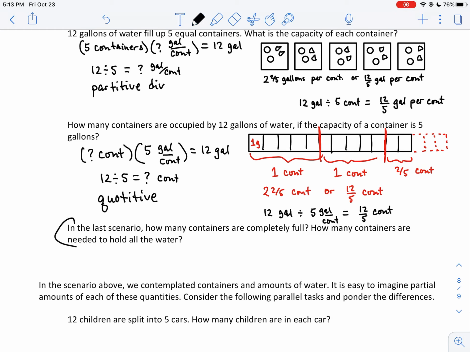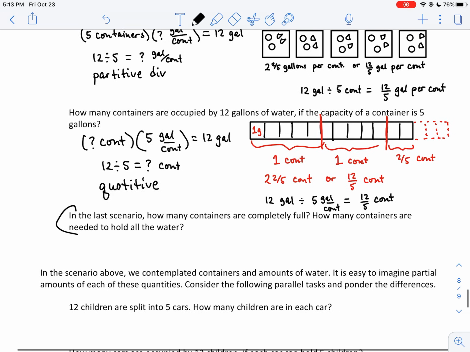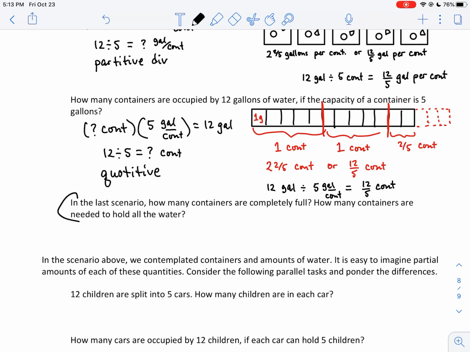This last question, or this third question I should say, is how many containers are completely full? Now when I phrase it that way, you're going to say, well, there were 3 containers, but only 2 of them were completely full. So you might make the argument that there are 2 completely full containers. Another way the question might have been asked is how many containers are needed to hold all the water. In this case, we needed 3 containers.